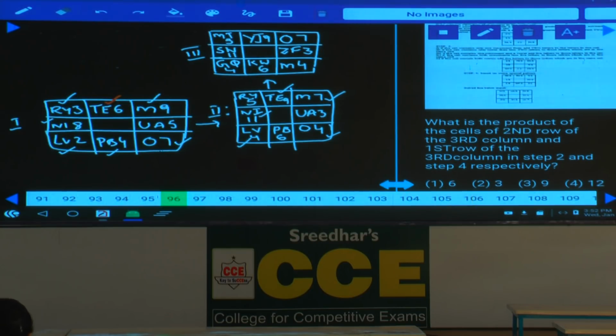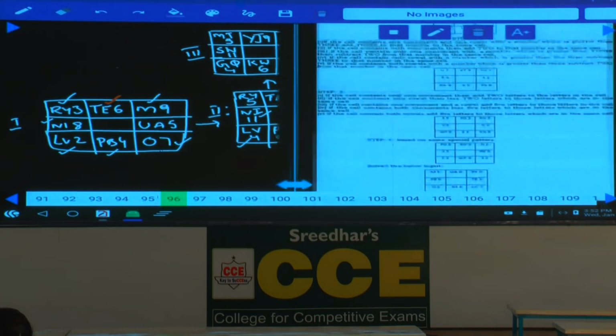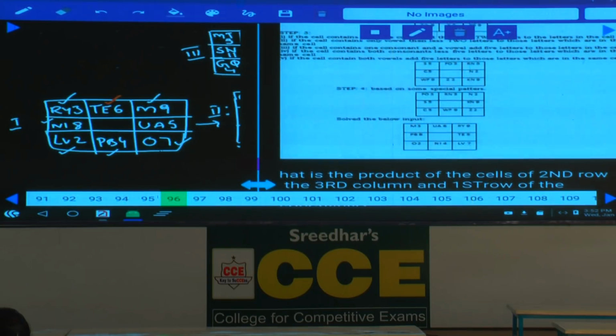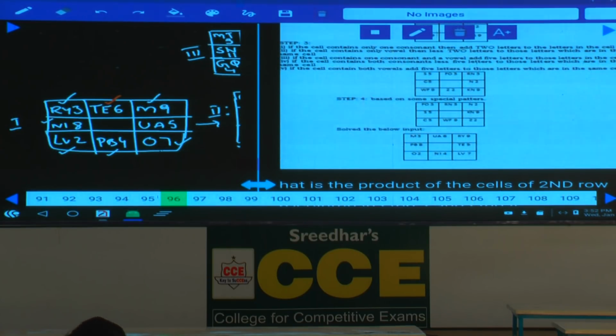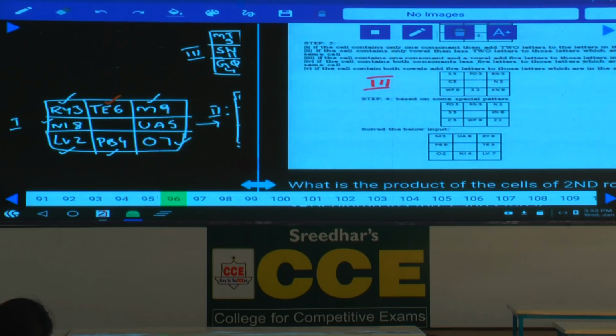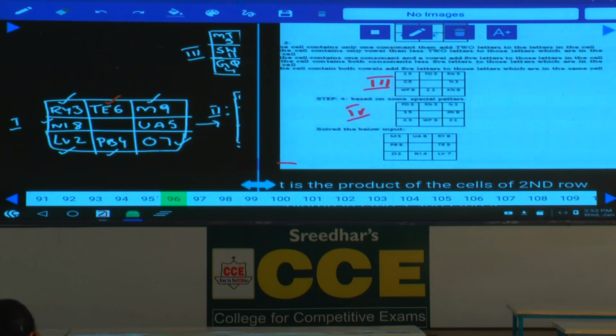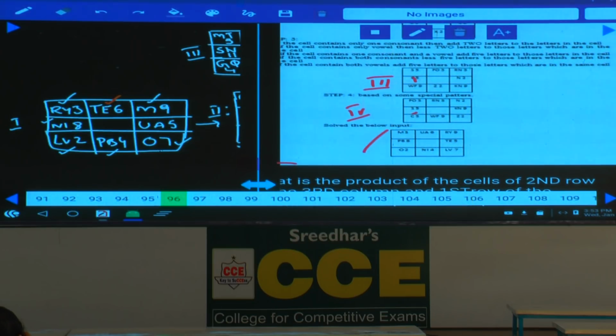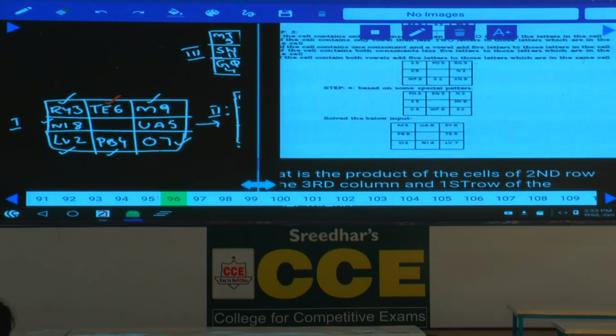Then from step 3 to step 4. In the given example, what is given in step 3 to step 4? This is step 3, and this is step 4. Tell me what is the relation between these. Starting with one, S5 is coming to this place, and next one C5, W9 shifted to this place, Z2, Kn, and so on.